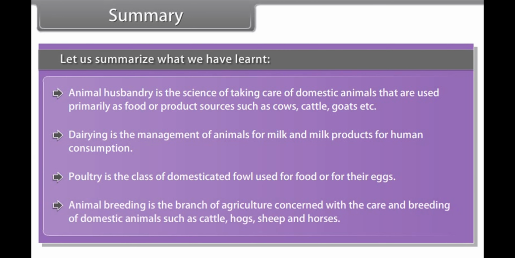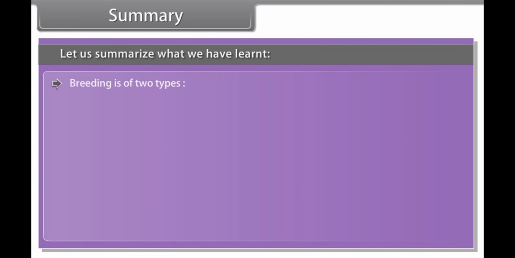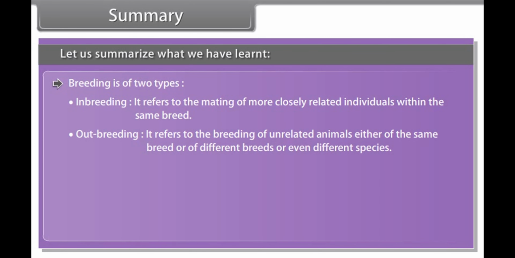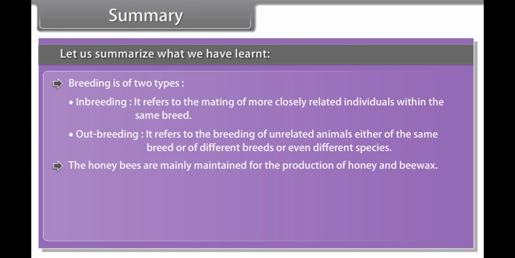Animal breeding is the branch of agriculture concerned with the care and breeding of domestic animals such as cattle, hogs, sheep, and horses. Breeding is of two types. Inbreeding refers to the mating of more closely related individuals within the same breed. Outbreeding refers to the breeding of unrelated animals, either of the same breed or of different breeds or even different species. The honeybees are mainly maintained for the production of honey and beeswax.